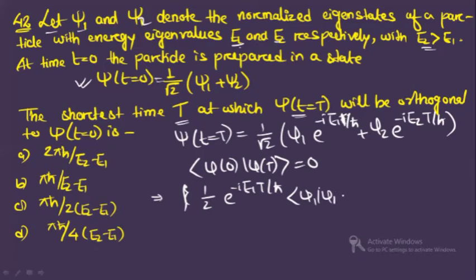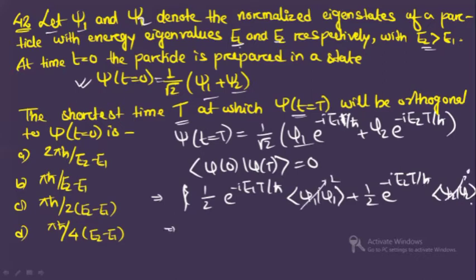So you will have psi 1 plus 1 by 2 e to the power minus i E2 capital T by h cut. Here you will have psi 2, right? These terms will be there: psi 2 and psi 1. Rest all are 0 by orthogonality. So from the normalization condition, this is also 1, this is also 1, and this entire term is equal to 0.